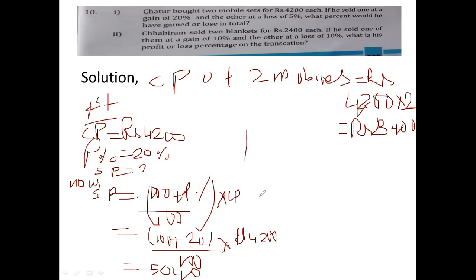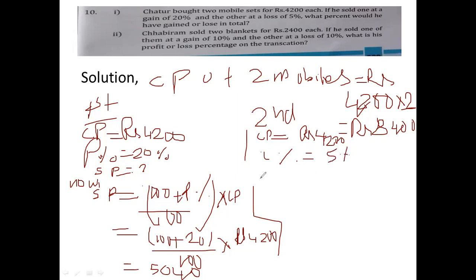And similarly for the second, 5,040 comes, right. For the second, CP is the same, rupees 4,200. Here there is a loss percent, minus, 5%. You are right. And SP equals what here also? Which formula do you use here?